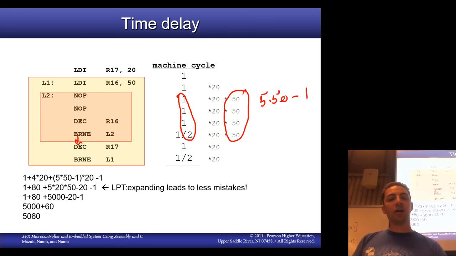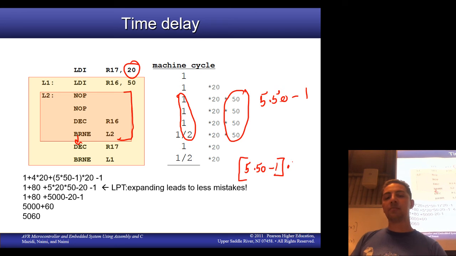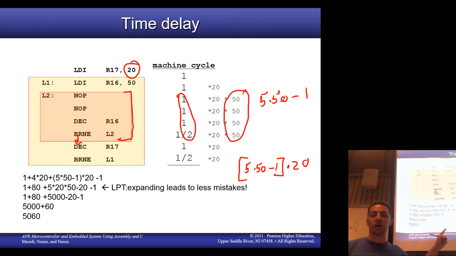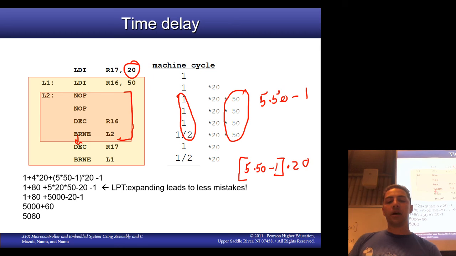Okay? But I also know that this loop is going to be executed 20 times. So I take 5 times 50 minus 1. That whole quantity has to be multiplied by 20. It would be an error to forget about the fact that it's the whole quantity times 20. So then when I expand it, that's where the minus 20 comes in, because it's negative 1 times 20 is minus 20. And so then it's 5,000. Because 5 times 50 times 20 is 1,000.